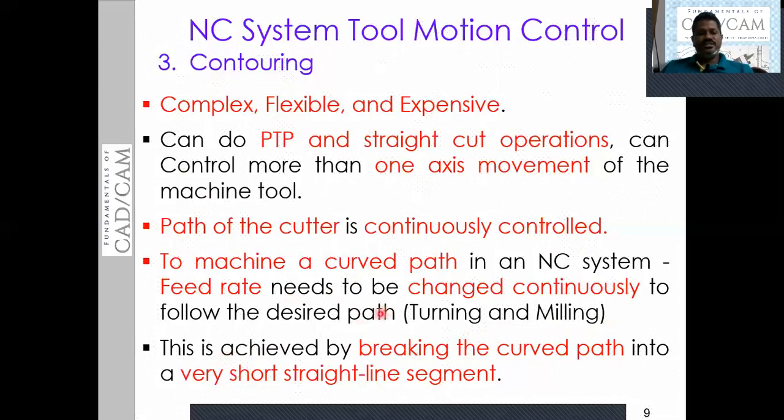This is achieved because whenever the tool is moving in a curved path, the curve can be assumed to be straight lines, that is, short length segments. By discretizing the curved path, we can move the tool along a curved path.